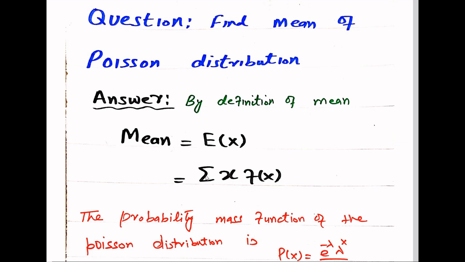The summation sign is used because the Poisson distribution belongs to the discrete family of distributions. When we expand expectation in a discrete distribution, we use the sum sign, and in a continuous distribution we use the integral sign. So x is the random variable and f of x is the probability mass function.